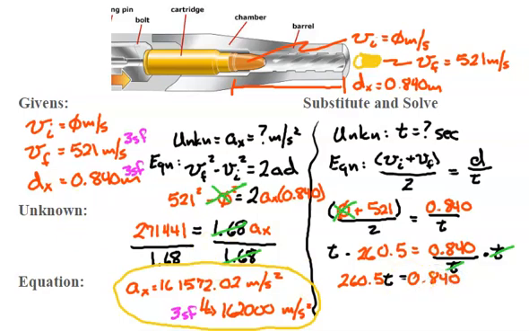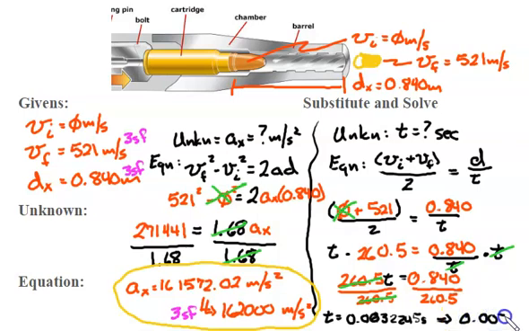And to get t all by itself on the right hand side, I'm going to divide by 260.5 on both sides. And the reason I do that is to cancel the number associated with t. When I do that, t equals 0.0032245 seconds. And then when I apply significant figures, I get 0.00322 seconds.